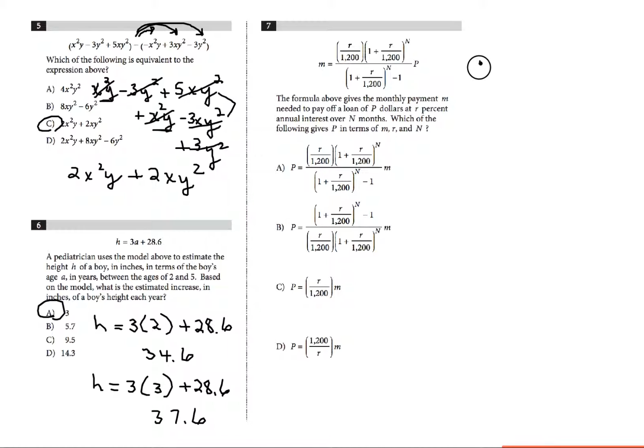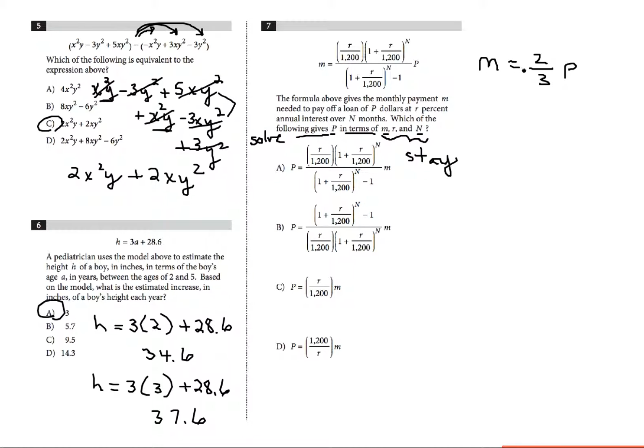For instance, if I had m equals 2/3 p, and they say, let me read the problem. The formula above gives the monthly payment m needed to pay off a loan of p dollars at r% annual interest over n months. Which of the following gives p in terms of m, r, and n? Now you're going to see that fairly frequently, something in terms of other variables. So in terms of means these guys, the m, r, and n, are going to stay in the equation, and you're going to solve for p. When it says in terms of, those are the ones that are going to stay. When it says solve for, that's the one you're going to get by itself.